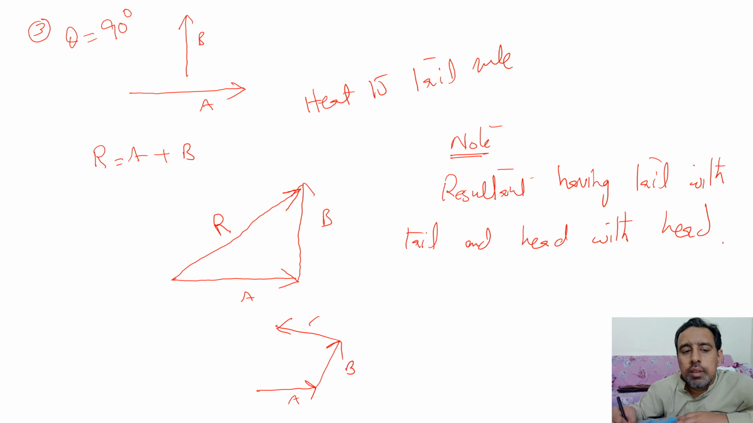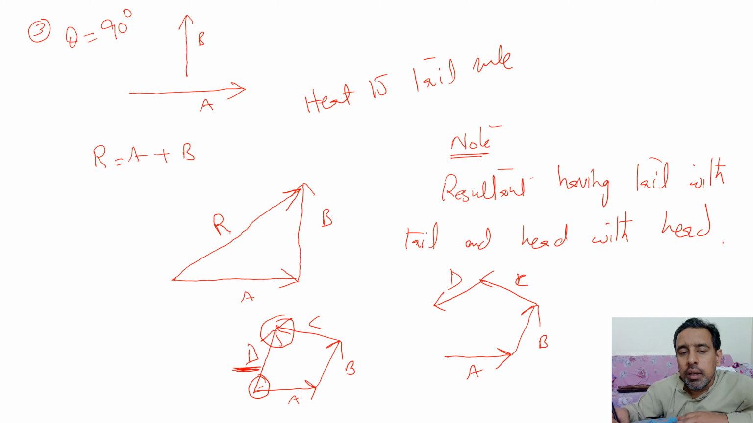then we have another vector C here, and the vector D here. Here the vector D is a resultant because its head is attached with the head and its tail is attached with the tail. But if you have the vectors like A is this, B, and then you have C, and then you have D and E, then no resultant, because there is no vector having head with head and the tail with tail. No resultant. And if you are talking about the forces, it means the resultant force is 0.